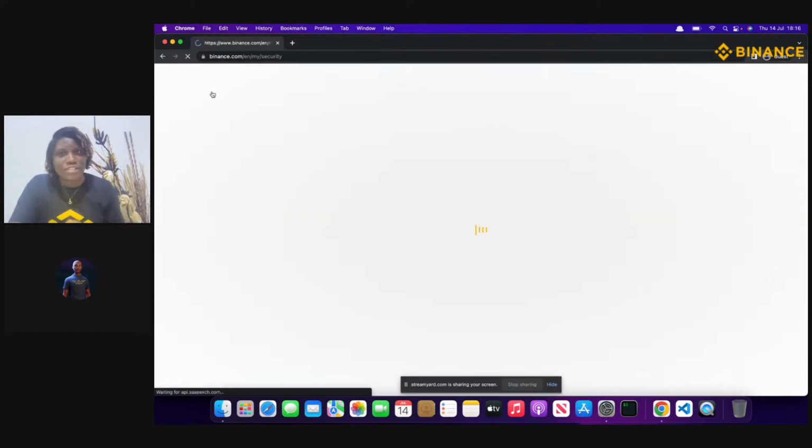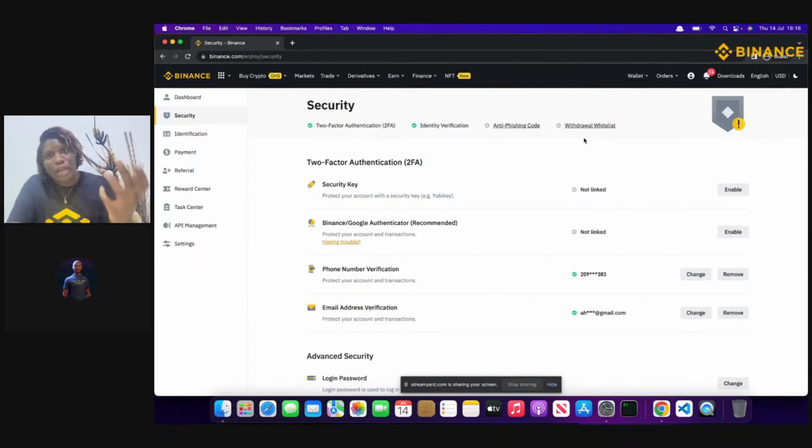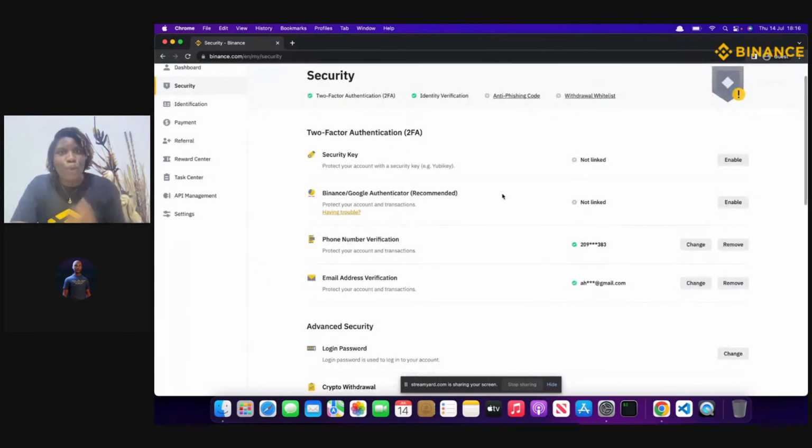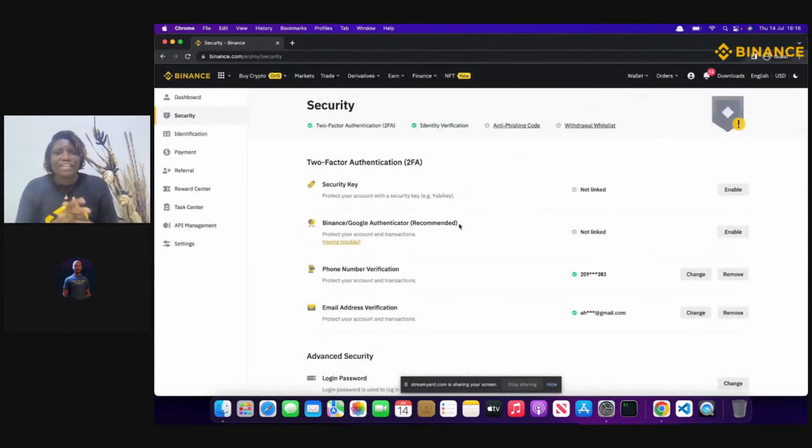Right. So still on security, we are spending a lot of time on security because it's really important. You can also have this withdrawal whitelist, but I wouldn't go much into that. When you have time, just explore all these things, and these are key security. But always ensure that at least you have your Google Authenticator on, and that is going to help you a lot. So, right, we have created our account, verified identity, and ensured that our security is top notch.